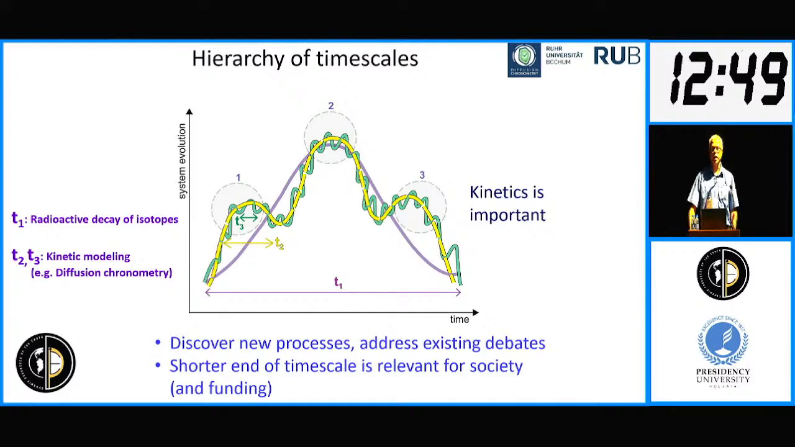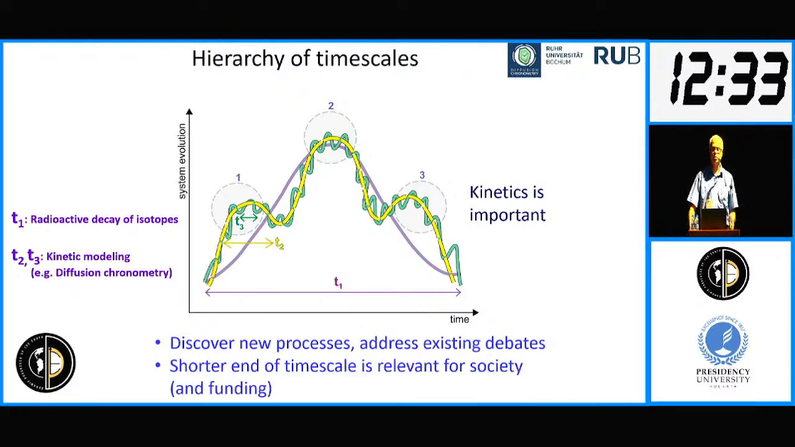And usually using isotope decay, we measure dates and times on the time scale of T1. But if you try to get to the smaller time scales, you have to rely on kinetic processes, things like diffusion chronometry. And what I'll do in this talk is give you two examples of where that comes in.